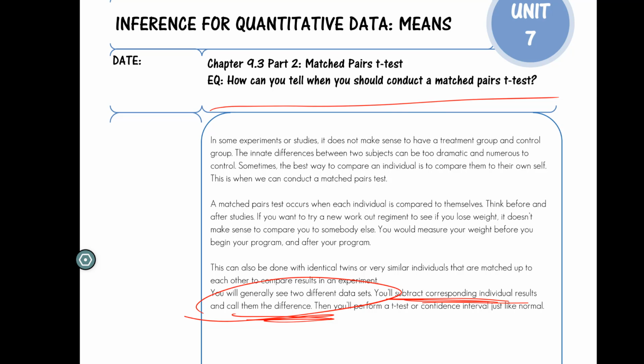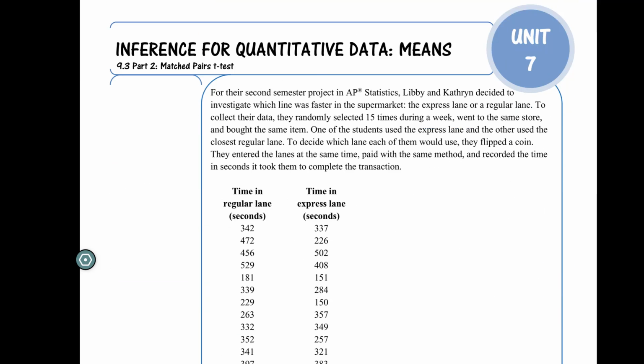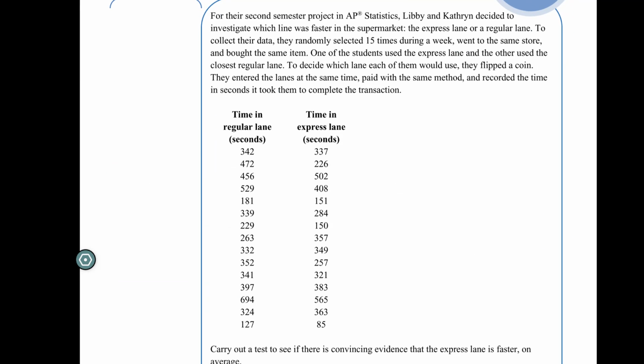So let's take a look at an example and see how this is done. So here's our example that we have. For their second semester project in AP Statistics, Libby and Catherine decided to investigate which line was faster in the supermarket, the express lane or a regular lane. So there we can see we've got two different kinds of treatments in an experiment, right? Now, to collect their data, they randomly selected 15 times during a week, went to the same store and bought the same item. So that way we actually can see we've got some elements of control here. That's good experimental design. One of the students used the express lane and the other used the closest regular lane.